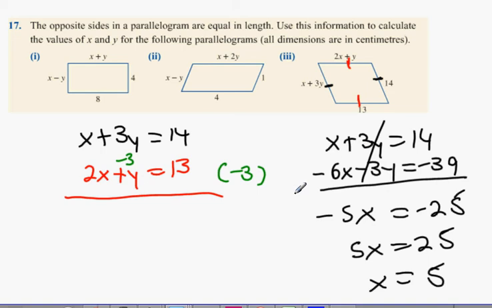Now if x equals 5, we've got to find y. So now we know x equals 5. What's 2x then? 10 plus y equals 13. What's y going to be? 3. You can't have negative numbers in the answer because it's a length. You can't say you're minus 5 foot tall. It doesn't mean anything. Okay?